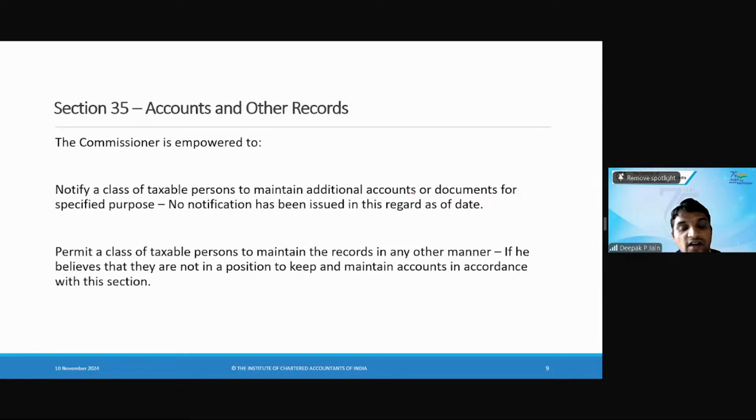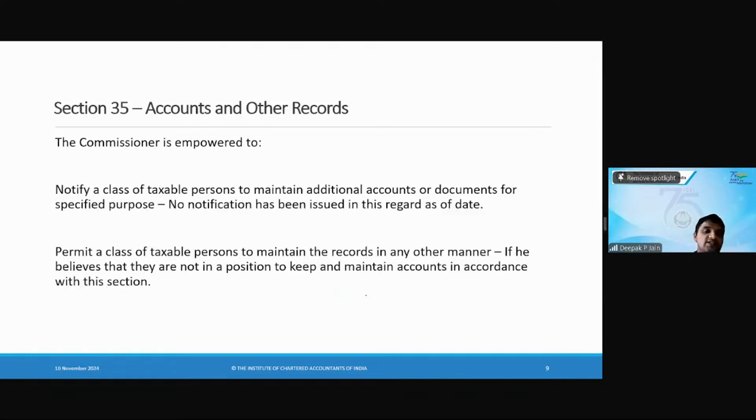to maintain additional accounts or documents for a specified purpose, but no notification has been issued in this regard. But the commissioner has that power, and they can permit a class of taxable persons to maintain the records in any other manner. If some people have special records to maintain, then he has the power to mention it, saying that these people can maintain their records in a separate manner, provided he believes that they are not in a position to keep and maintain accounts in accordance with this section.